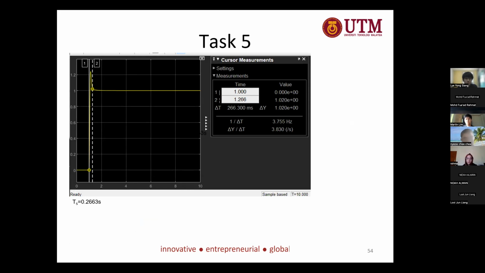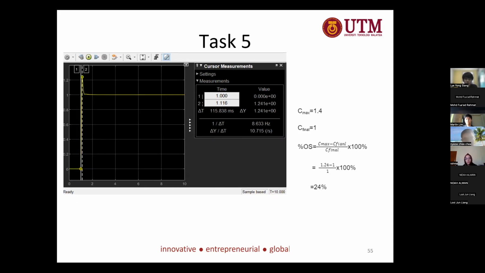This is how we get the settling time from the output graph. When the magnitude equals 1.02, our settling time will be 1.266. However, this value has to be minus 1 since the output graph of our system starts from t equal to 1. And then this is how we calculate the overshoot from the graph. The peak value is 1.24 and the final value is 1. So 1.24 minus 1 over 1 times 100%, then our overshoot will be 24%.